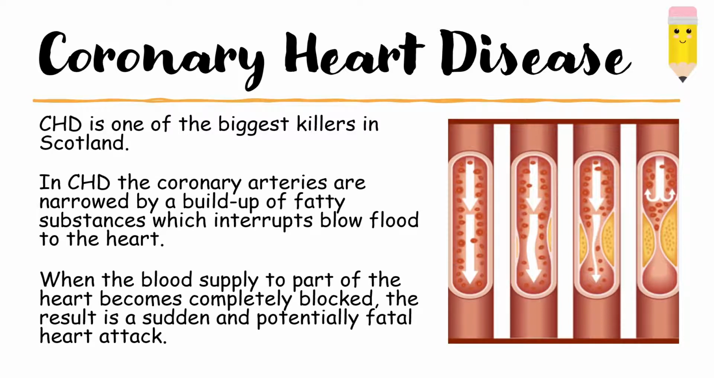In CHD, the coronary arteries are narrowed by a build-up of fatty substances which interrupt blood flow to the heart. So in this diagram, you can see the normal blood flow through the coronary artery here, and then we can see some fat starting to build up and blood flow starting to be impacted. As the fat build-up gets worse, the blood passage narrows, and when the blood supply to part of the heart becomes completely blocked off, like in this image, the result is a sudden and potentially fatal heart attack because the blood cannot reach the muscle, and so the muscle starts to die.